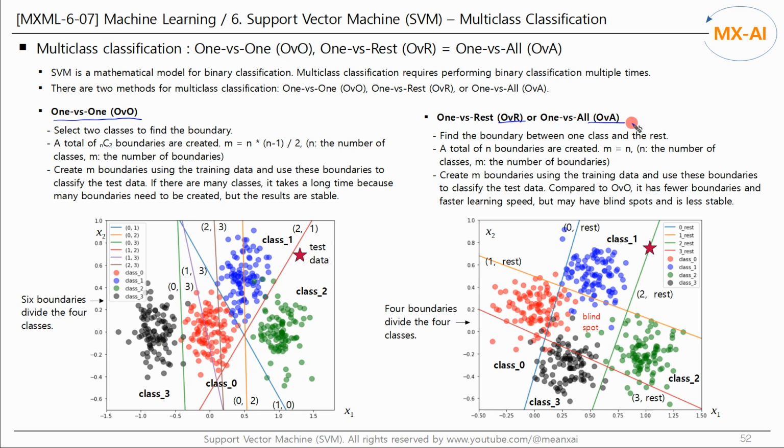OvR or OVA separates one class from the rest through binary classification. If the number of classes is n, then the number of boundaries required is also n. Use all n boundaries to predict the class of the test data.